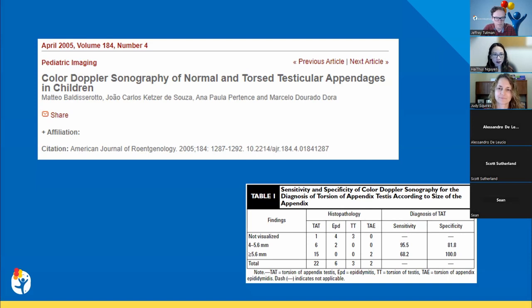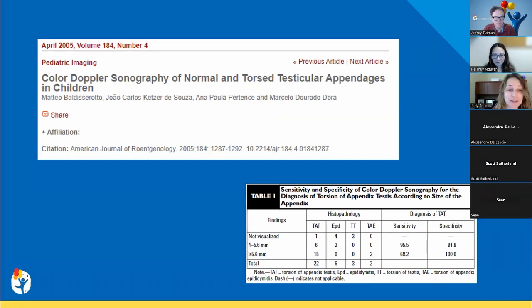Sometimes I do not even see a structure that's suggestive of a torsed appendage. In that case, I want to pose the question back to you both: would you still say inflammatory changes at this age, most likely torsed appendage, even though you're not definitively seeing that ovoid hyperechoic avascular thing? In those cases, I just say epididymitis usually.